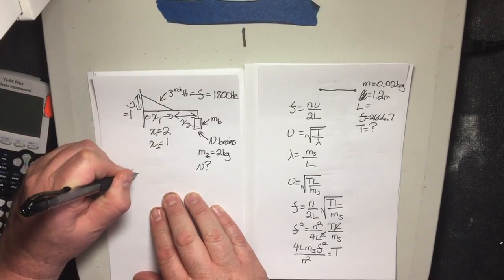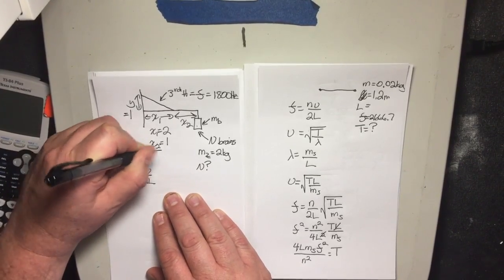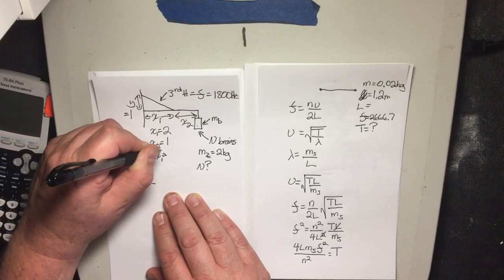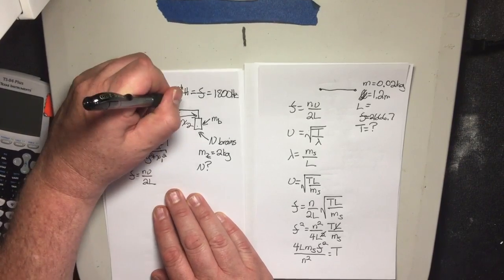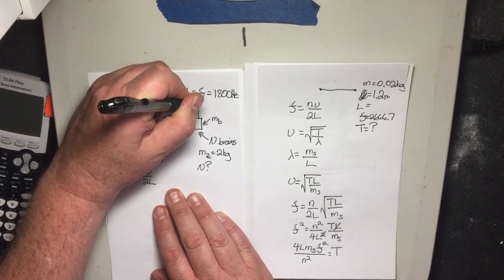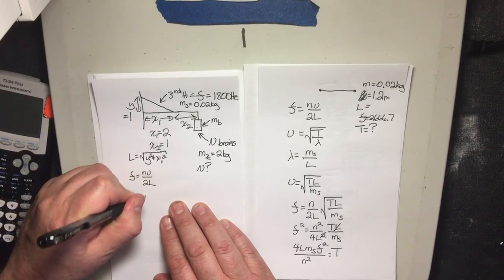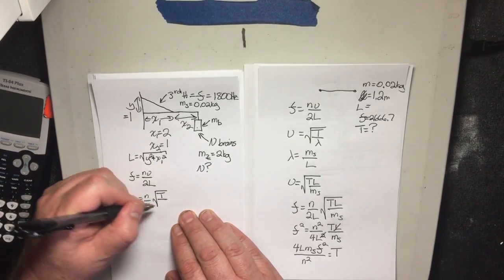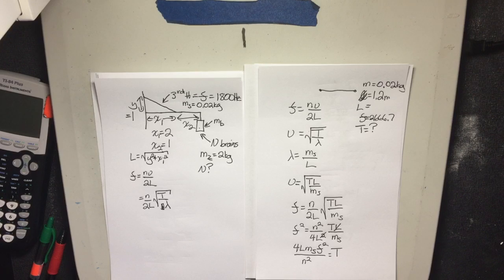The sound part comes from the string, f equals nv over 2L. Now, L in this case is the square root of y squared plus x1 squared. And I'm going to keep it as L for a little while. I also had to give the mass of the string, let's say 20 grams. This becomes n over 2L square root of tension over lambda. Solve for tension.